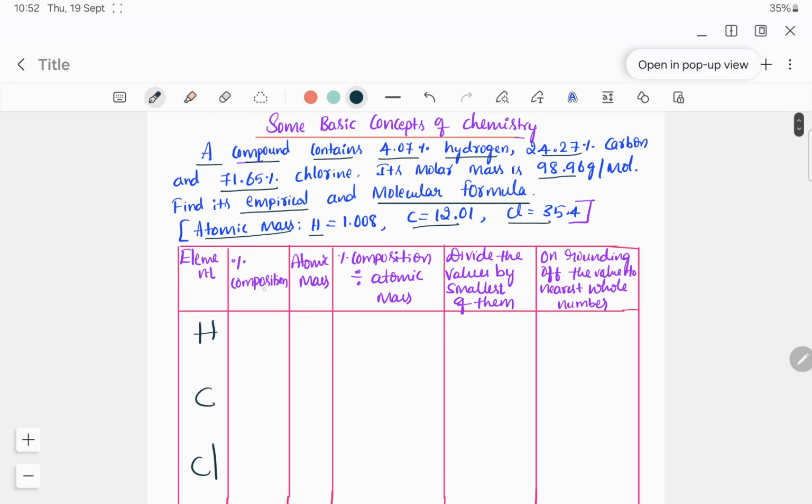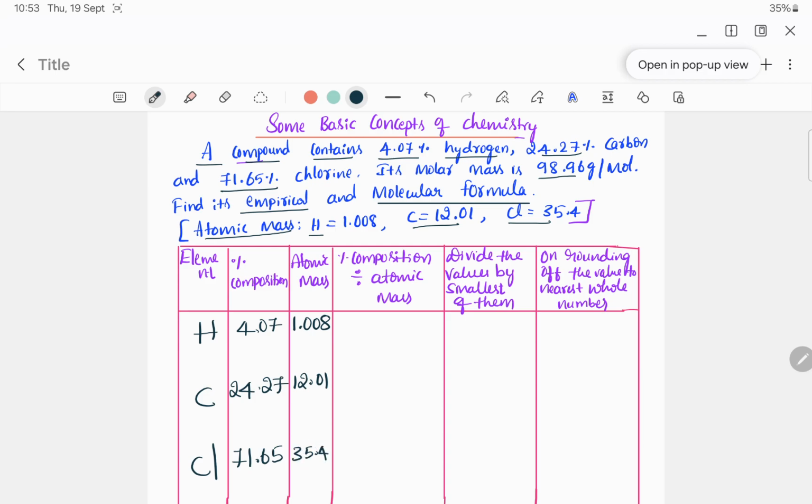And next, percentage composition. See, the hydrogen percentage composition is 4.07%. Carbon percentage composition is 24.27%, and the chlorine percentage is 71.65%. Okay. Now in the next column you need to write the atomic mass of the given elements. We know that hydrogen, they have given in the question itself, 1.008, for carbon 12.01, and for chlorine 35.4.